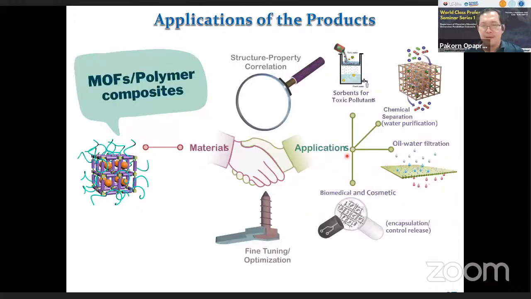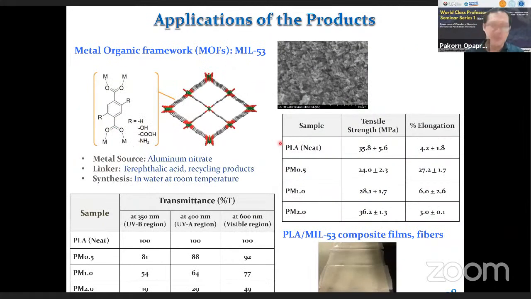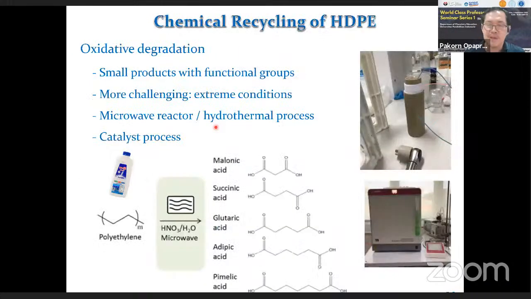So, and also this can be used in oil water filtration or oil water separation as well. Right? So I will go into detail of this in another lecture that focuses on material for water purification and water treatment. Right. So these are some examples of the application of the product that we can get from the chemical recycling process.